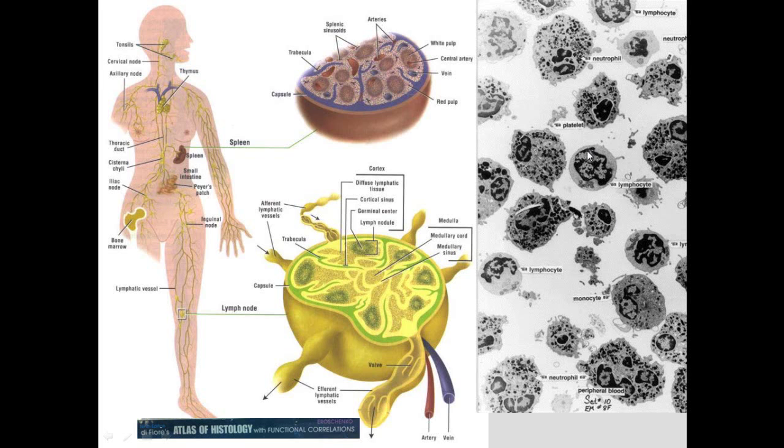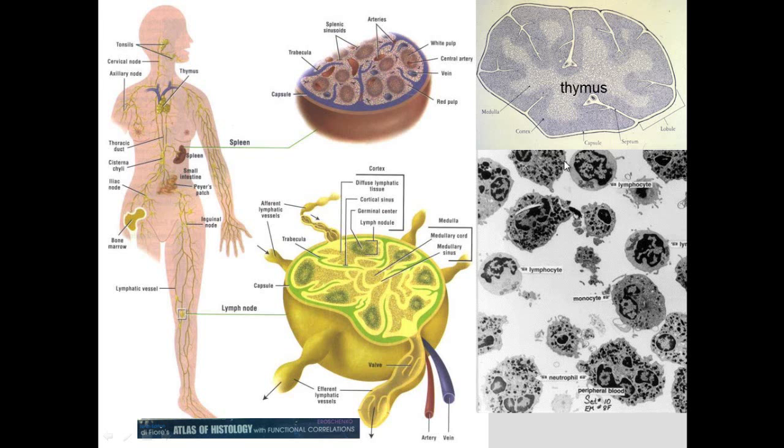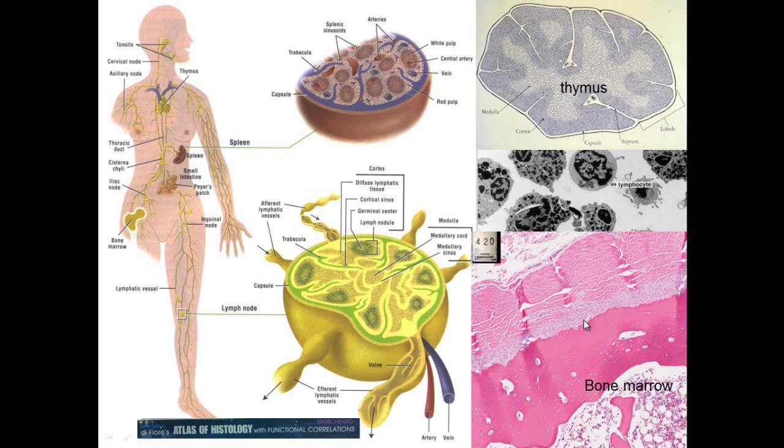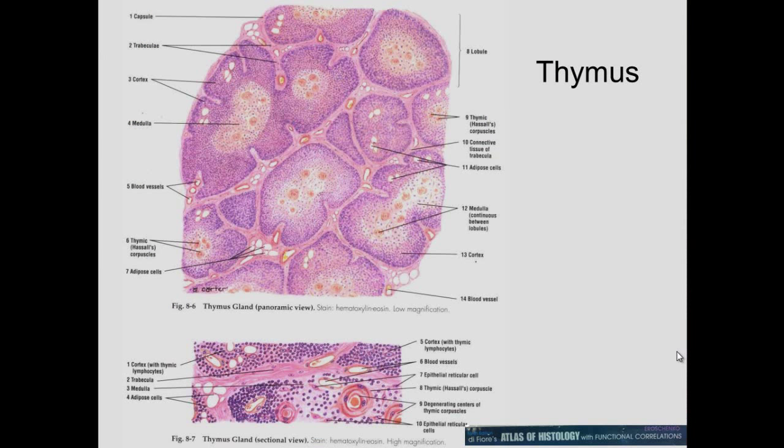And a main player here is the lymphocyte, but also other white blood cells as well. And many of them start with the thymus. The T lymphocytes come from the thymus. We have a cortex and a medulla in the thymus. And then also from the bone marrow. Bone marrow has a lot of pluripotent cells, produced by a pluripotent cell that's located in there that makes all the different blood cells.